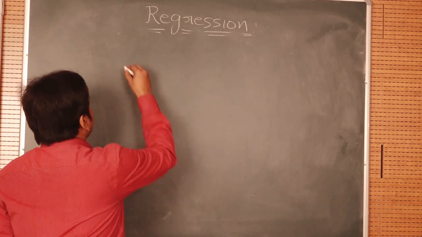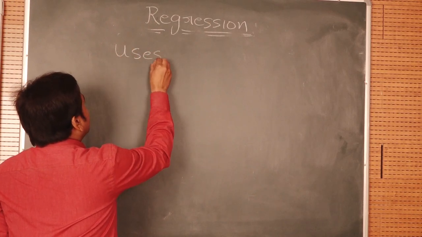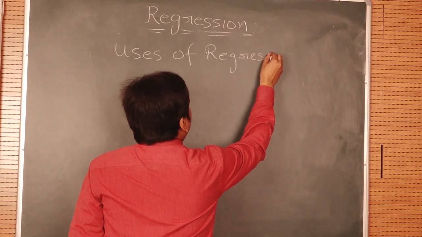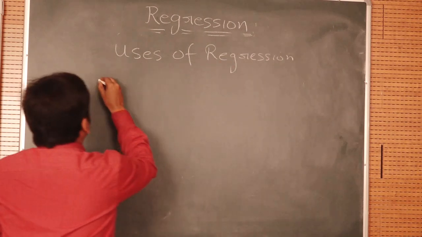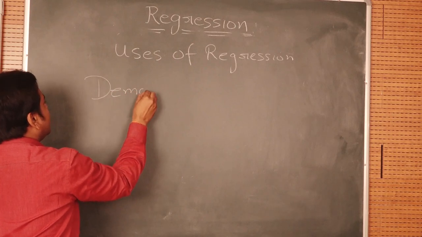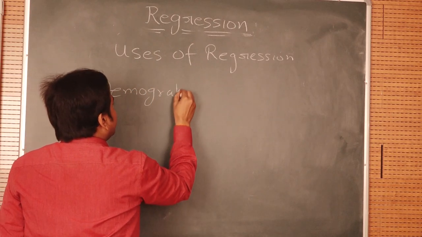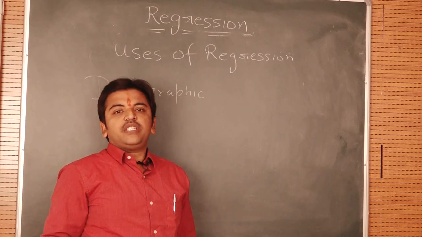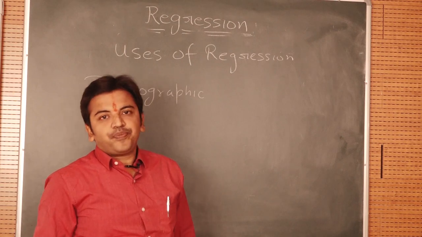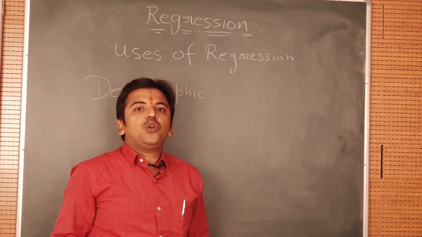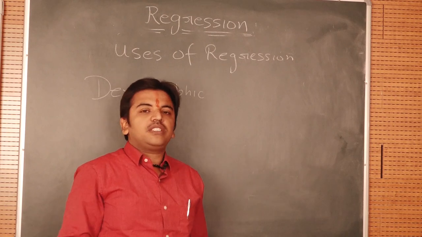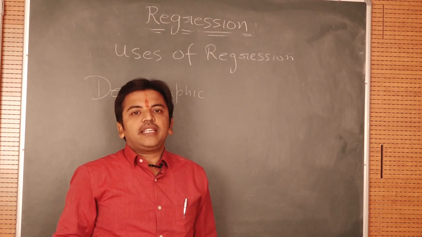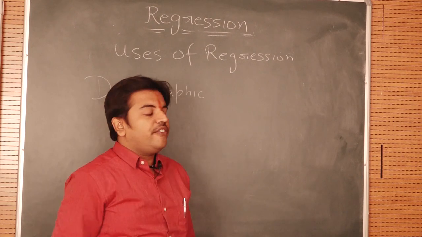Now, what are the uses of regression? First is demographic. In demographic study, we see how many people are going to be born, how many are going to die, what is the pattern of transfer, what is the pattern of people leaving one city for another. All this can be properly analyzed with the help of regression.